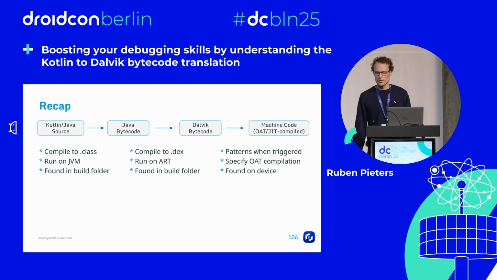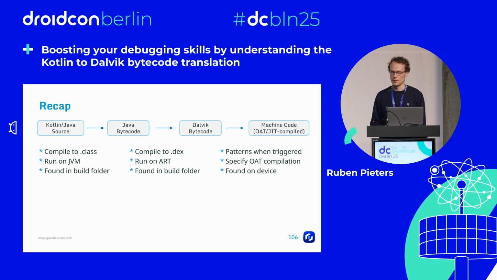The dex to machine code step has specific patterns for when it's triggered or not. It doesn't always happen. You can specify it while debugging ahead-of-time compilation to potentially measure performance improvements or see if there are any bugs related to that. The ahead-of-time compiled code is not going to be in your project because that only happens while your phone is running, but you can find it on the device if you want to.